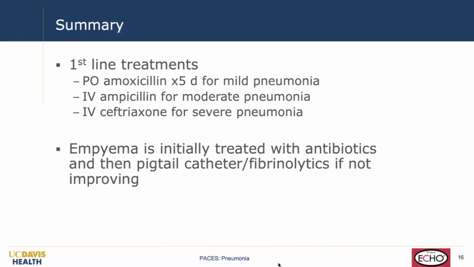So finally, we've talked about our first line treatments: amoxicillin for mild pneumonia, AMP for moderate, and ceftriaxone for severe pneumonia. And then we've talked about how empyema is initially treated with antibiotics, and then a pigtail catheter and fibrinolytics if not improving, and that VATS is becoming much less frequent in terms of the intervention that these patients receive.